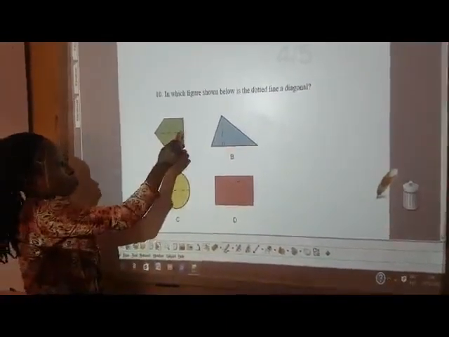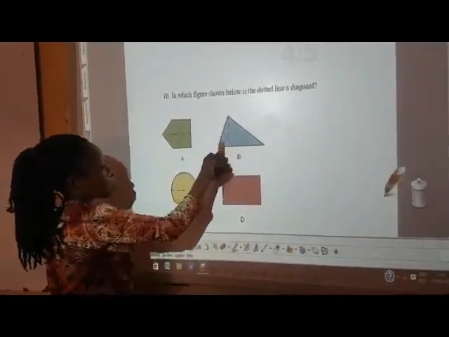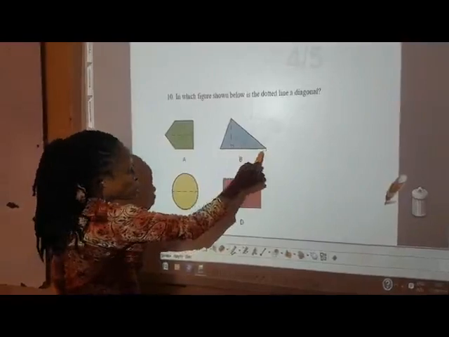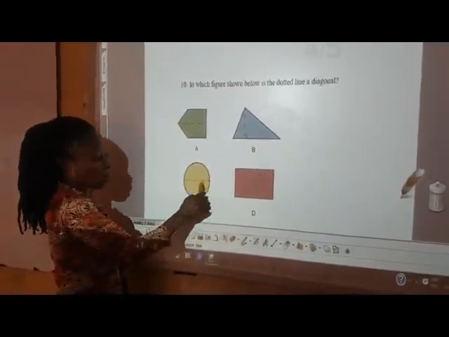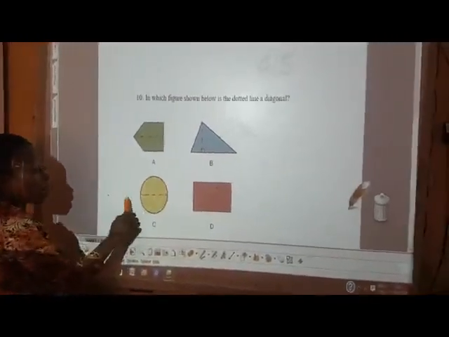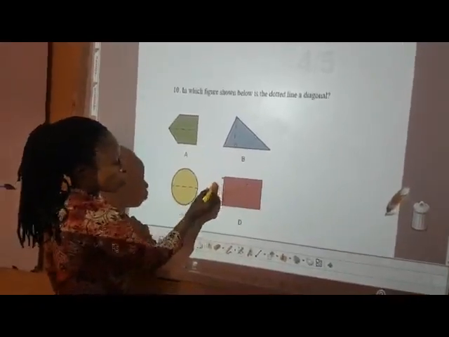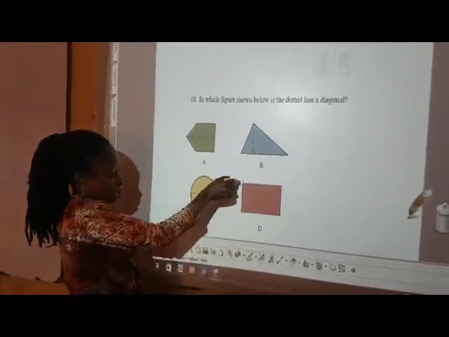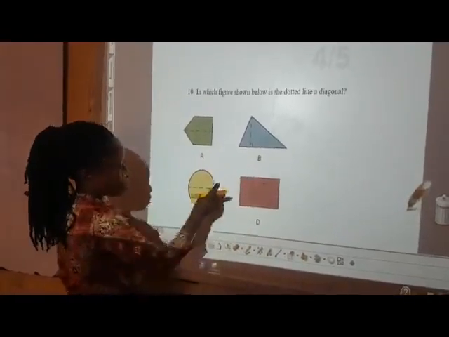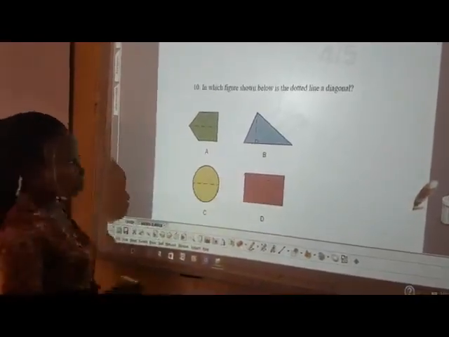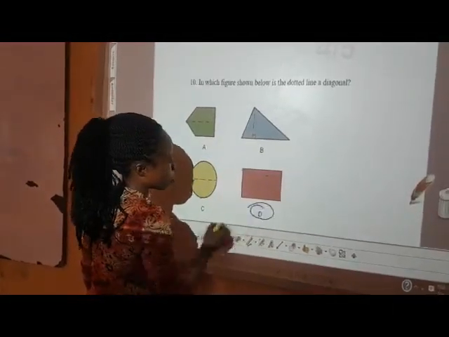Now looking at this first shape, this one is not an angle, just a straight line. This place too, the line starts from an angle and stops on a straight line, so it's not a diagonal. This one too is just a curve, it's not an angle. There's no angle here. The line is not on any angle, so there is no diagonal line here. This shape now, the line starts from this angle and ends at this angle. So the answer is D. This shape has a diagonal line. The answer is D.